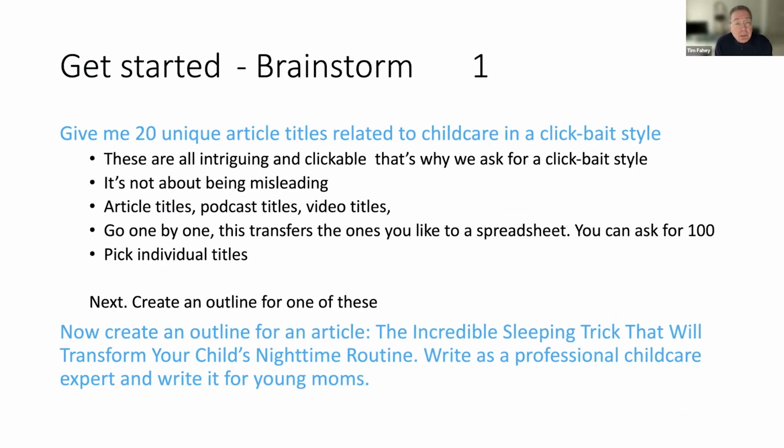So first, we're going to start off with the kinds of brainstorming approaches that we could take. In the blue, these will be the text that we actually put into ChatGPT, and we're going to get results from it. So we're going to start off with trying to create an outline. And I'm going to say, give me 20 unique article titles related to childcare in a clickbait style.